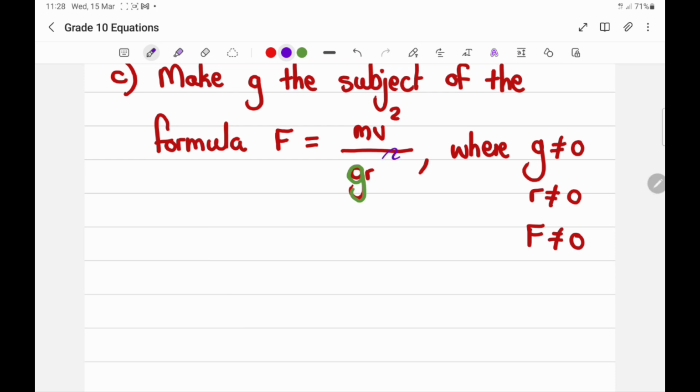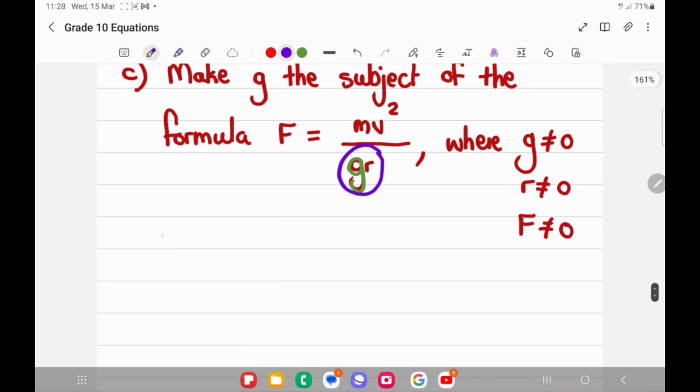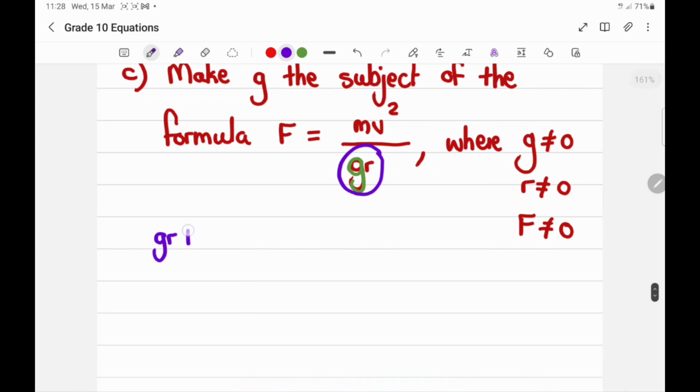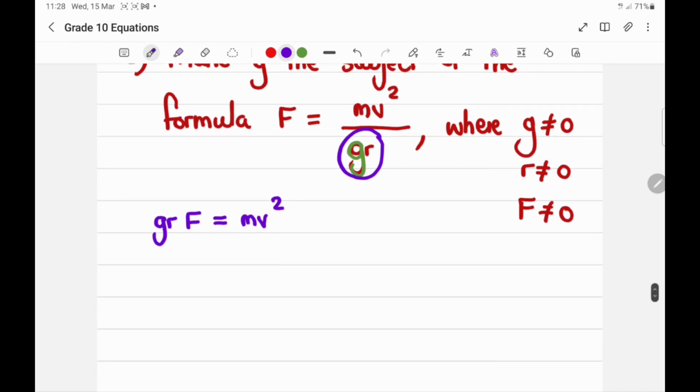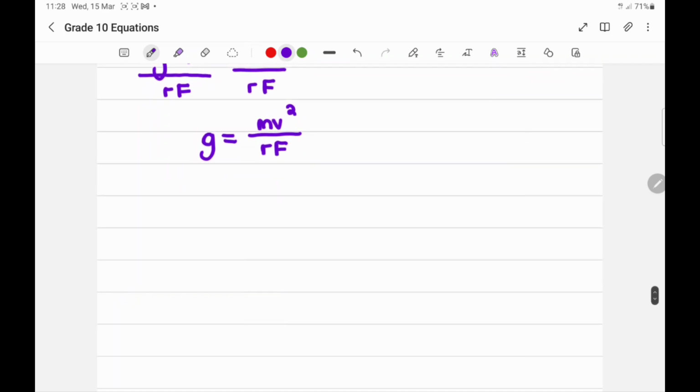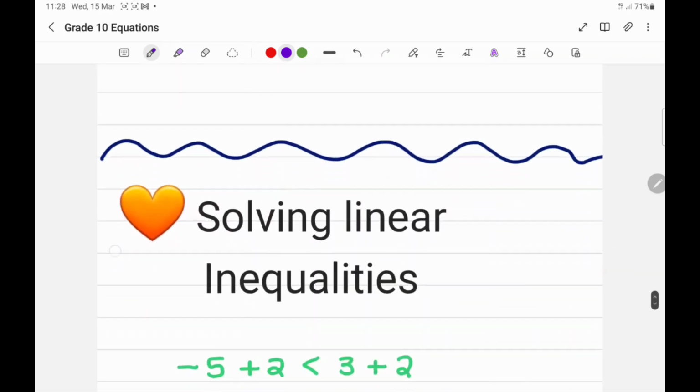First things first, we don't want fractions. So I'm going to multiply each side with gr. So grf is equal to mv squared. And remember, we want g alone, so we're just going to divide with rf on each side. And that was actually quite easy: g is mv squared over rf. And there g is the subject of the formula.